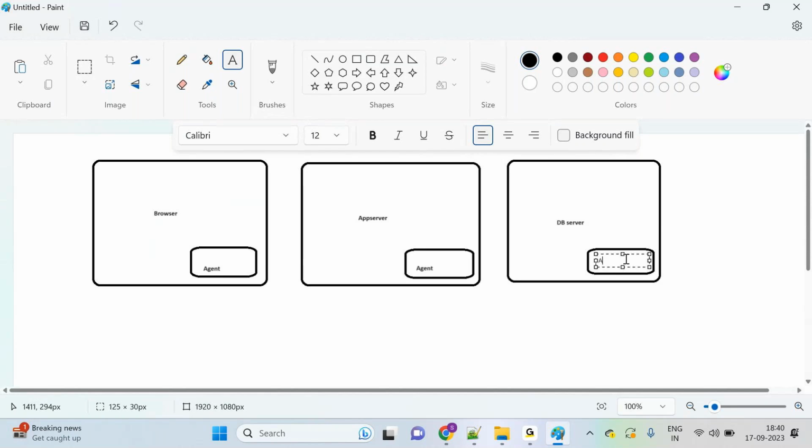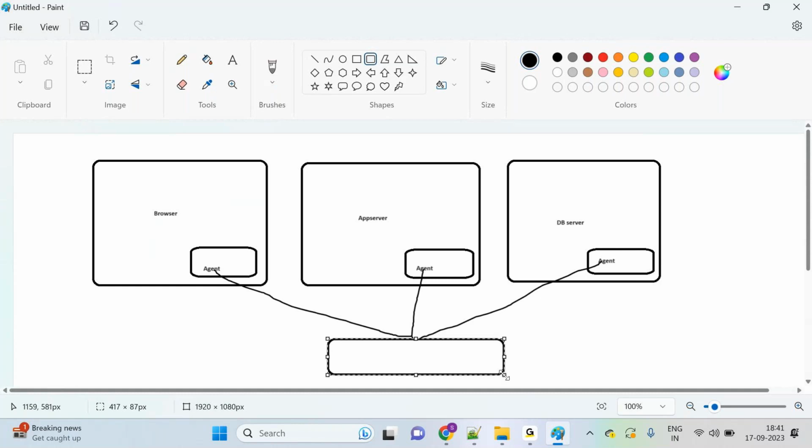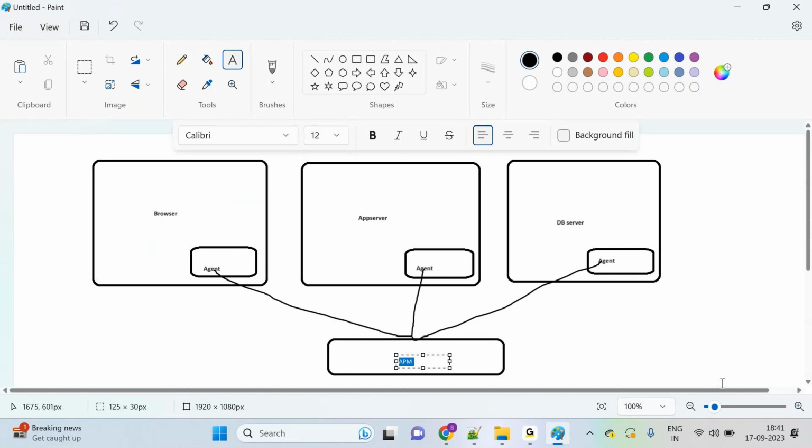The functionality of the agent is actually collecting the information. All these agents collect the data, and that collected information is sent to your account. In our case it is AppDynamics, but commonly APM tools work on the same concept. Wherever the agents are, they collect the data and send it to your APM tool. That is how APM tools work.